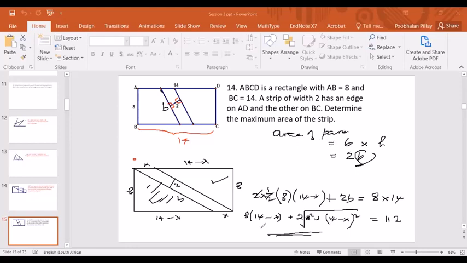What you can do quickly is you get 8 times 14 is 112 here, and that 112 will cancel off. Then you bring the 8x to the other side, and you have an equation like this. That's much easier to solve. Then you square on both sides, and you have a quadratic equation, and with a quadratic equation you can find the roots and solve for x. Once you solve for x, you can solve for b using Pythagoras, and then the area that you're looking for is 2b.